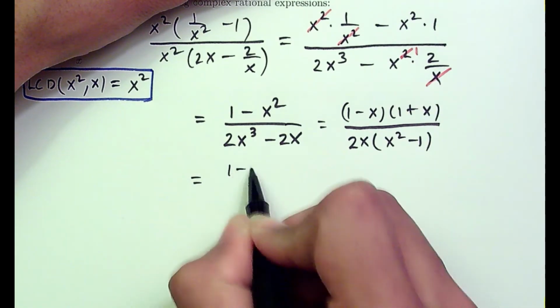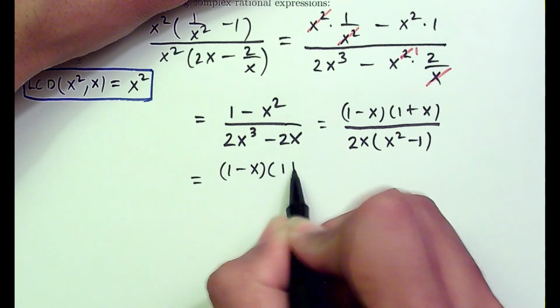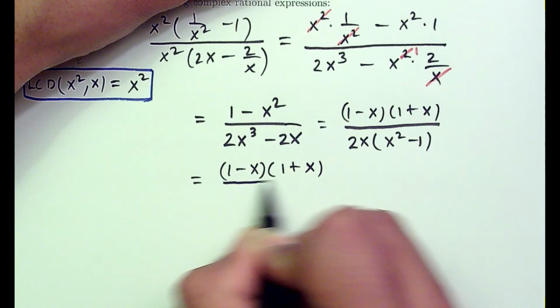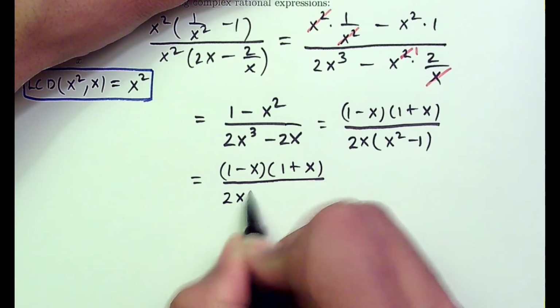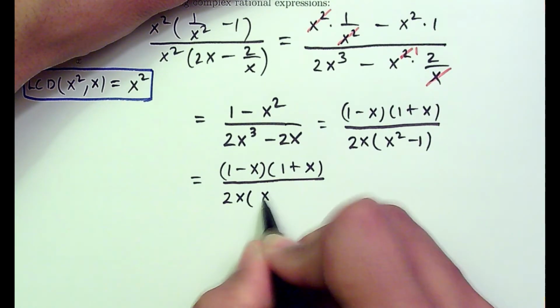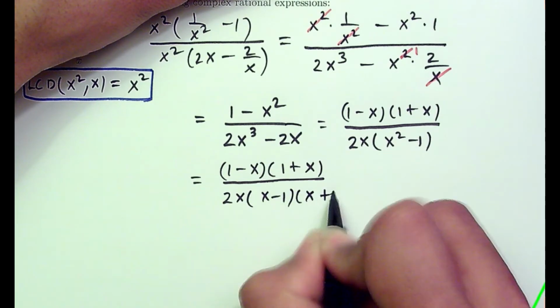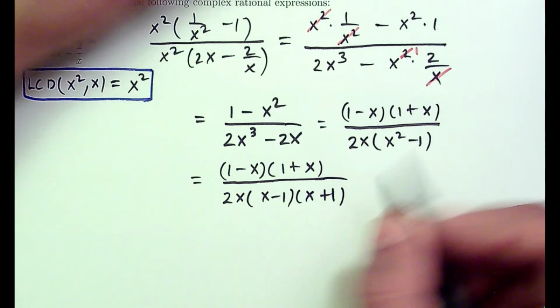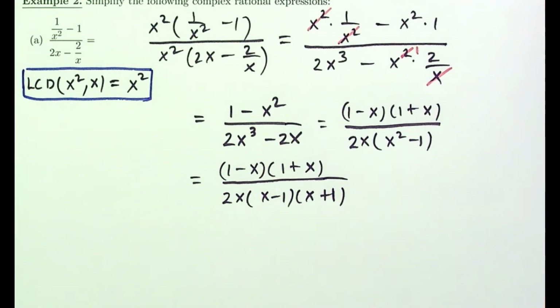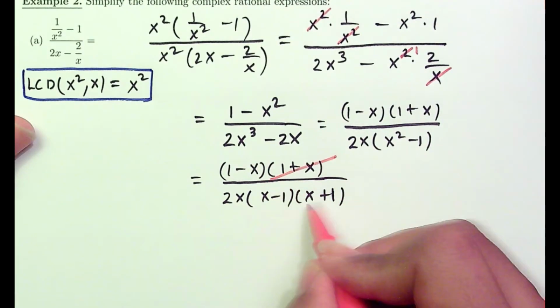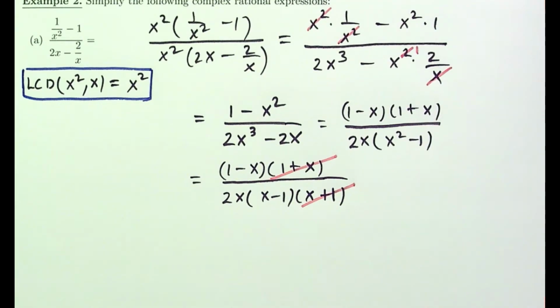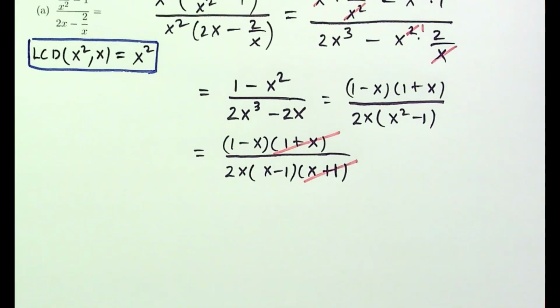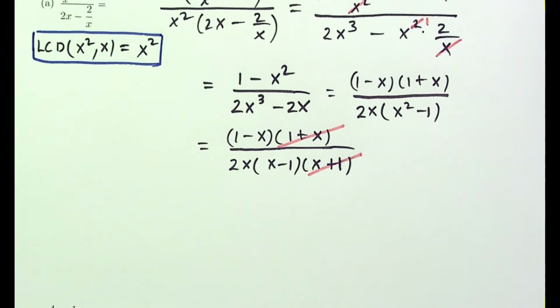Okay, it's not factored as much as possible. We have to factor a little bit more. So the bottom is now a difference of squares. So this is x minus 1, x plus 1. And now you see that there's some repetition here. We can cancel that. But the only one that is actually repeated is the 1 plus x, because 1 plus x is the same as x plus 1. However, 1 minus x is not the same as x minus 1, so I cannot cancel those.